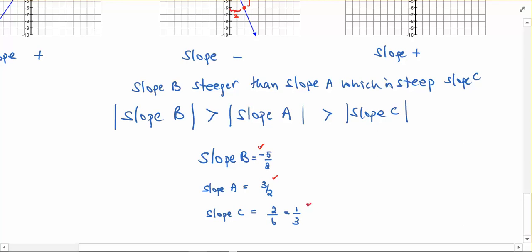So there is that. Alright, next up we'll take another look at how to find the slope using the slope formula and explore parallel and perpendicular lines and so on and so forth.